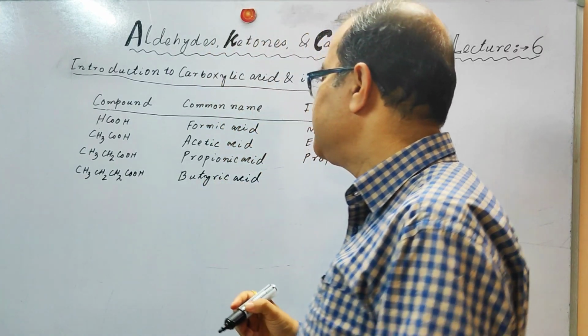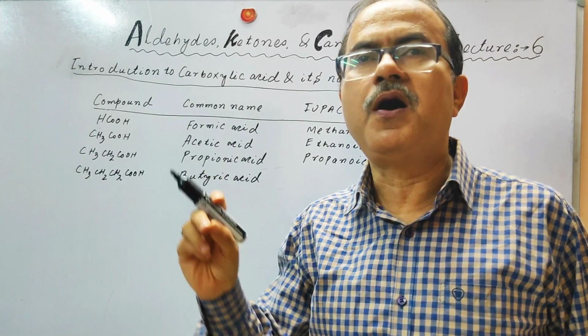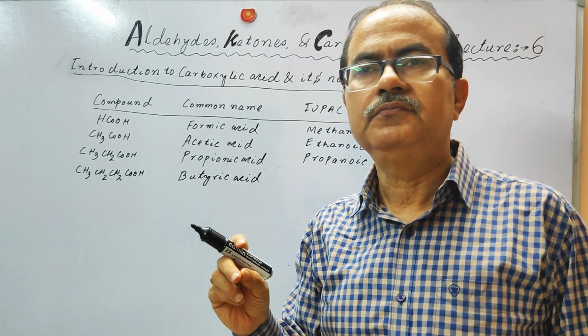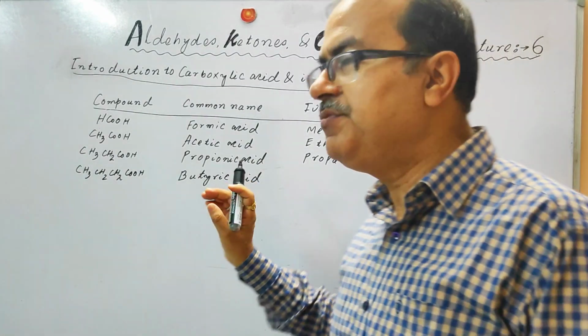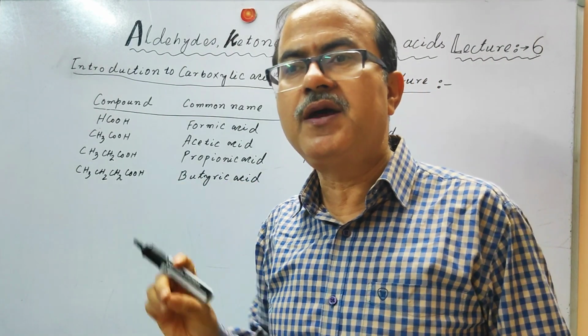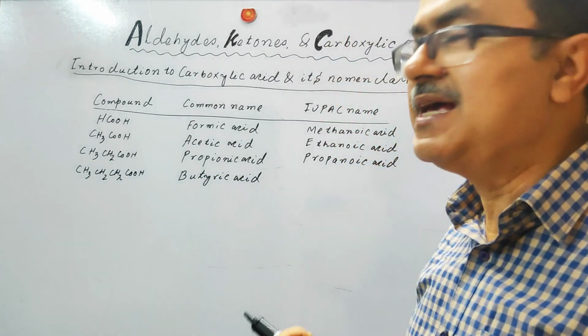Why is this butyric acid? Because of its natural source, it was first found in rancid butter. The Latin name for butter is butyrum, so it is called butyric acid.